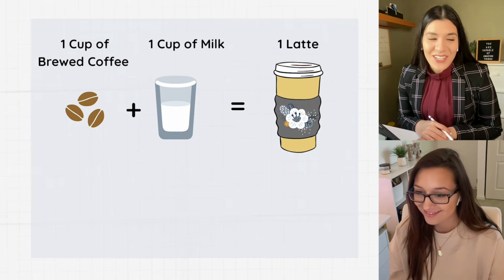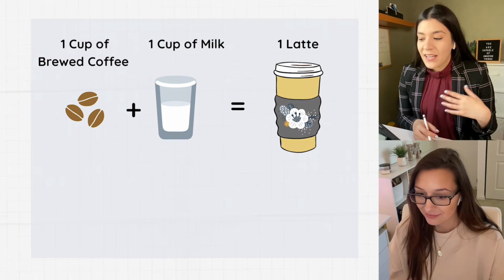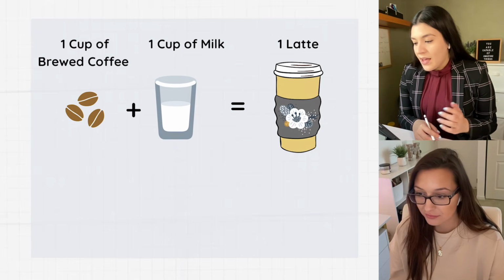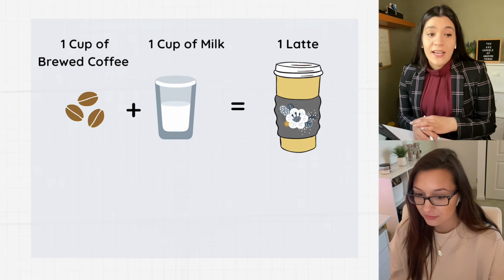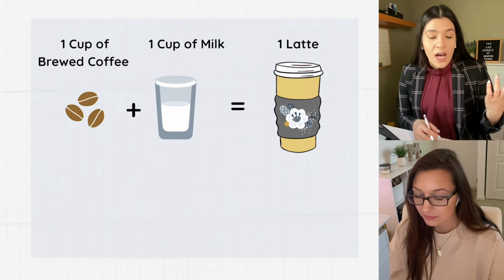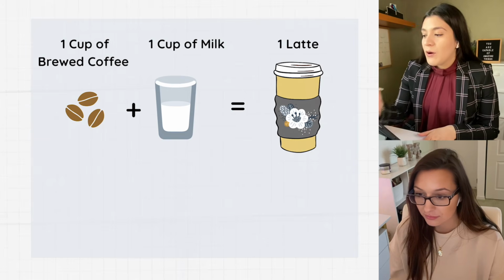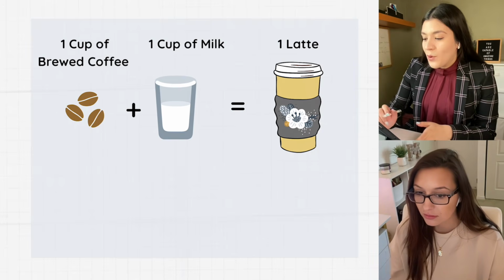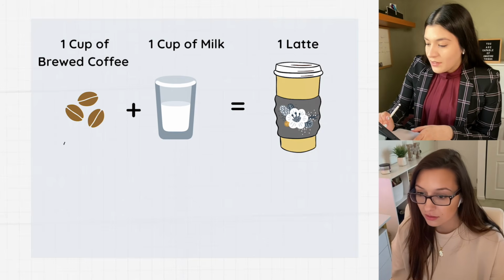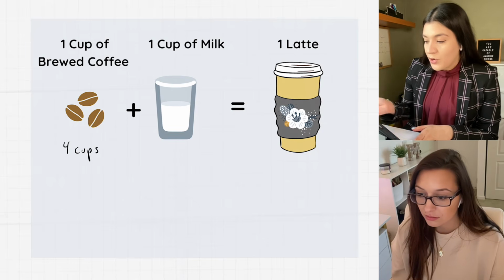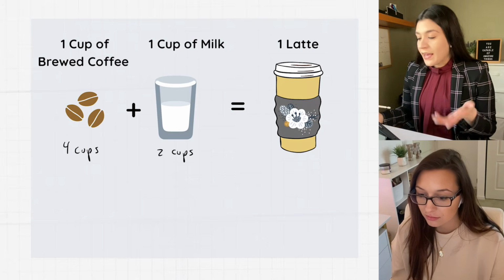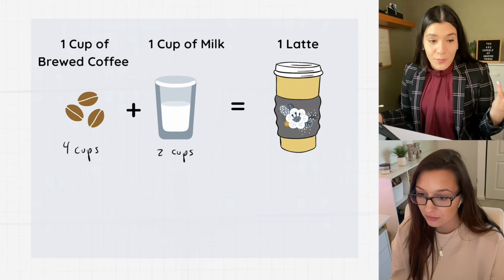So I'm going to explain what a limiting reactant is in a day-to-day situation. Let's say to make a latte, it takes 1 cup of brewed coffee and 1 cup of milk. However, if we wanted to make as many lattes as possible, but we only had 4 cups of brewed coffee and only 2 cups of milk, how many lattes can we actually produce? In this case, it would be 2, right?